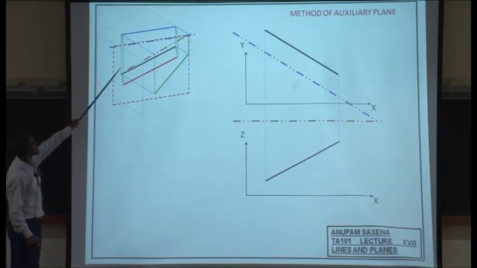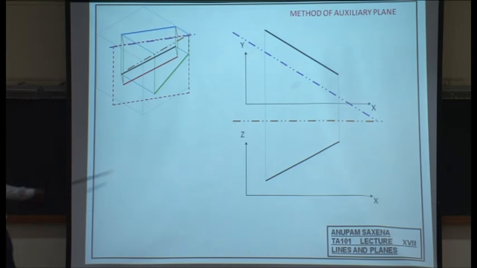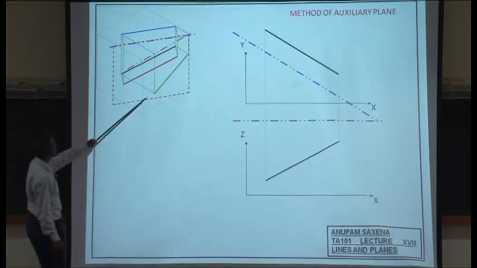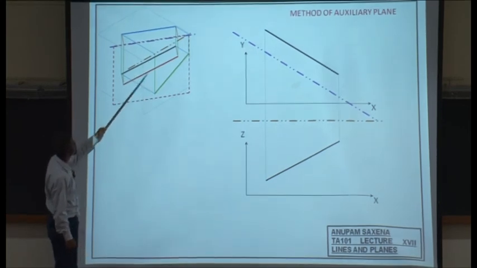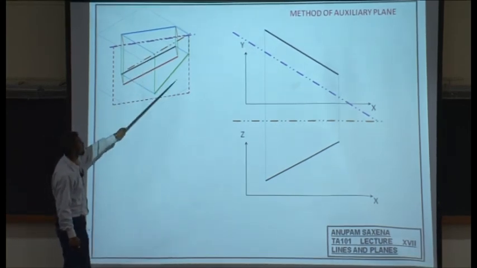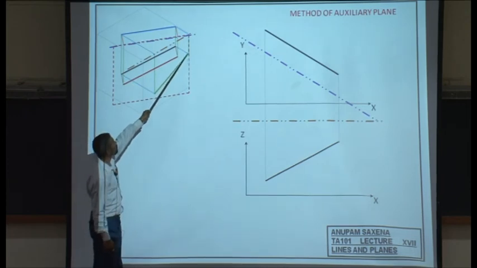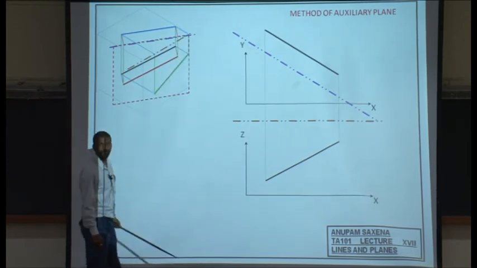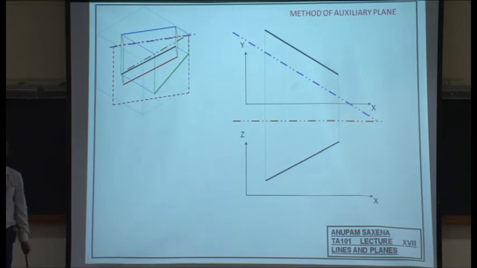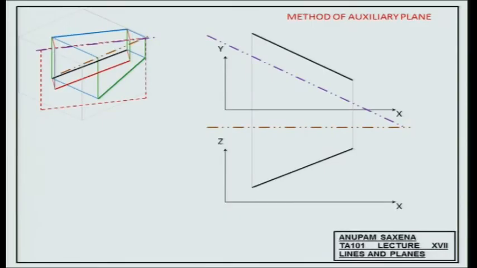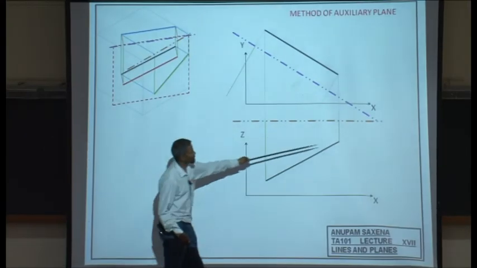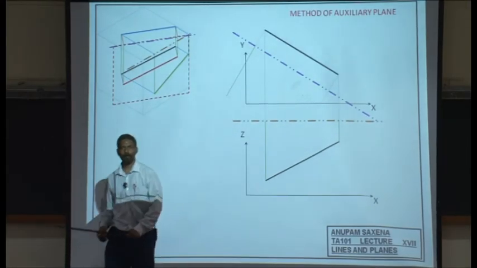Now, look at these green lines and look at these green lines. These green lines measure the distance of this point from this brown hinge line and the distance of this point from this brown hinge line. So far so good? So these are my corresponding green lines. Fine?